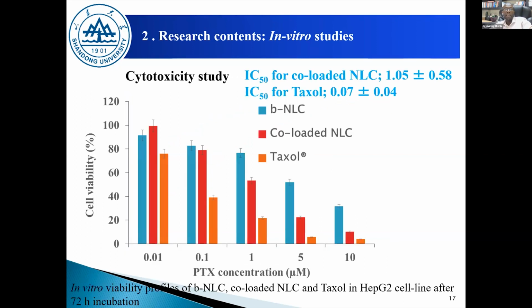All right. Now, the MTT assay, cytotoxicity study, we need to see if within the cell there is toxicity exerted by this formulation. So we compared, we had blank NLC, we had Taxol, and the cell line we used there was HepG2 cell line, right? So you can see that the increased concentration is inversely proportional to the inhibition. So the IC50 there is 1.05 for colloid NLC, whereas Taxol is 0.07. So this is in the right direction.